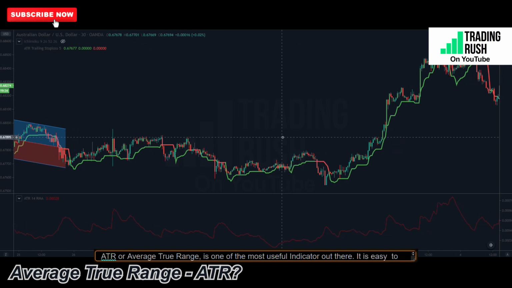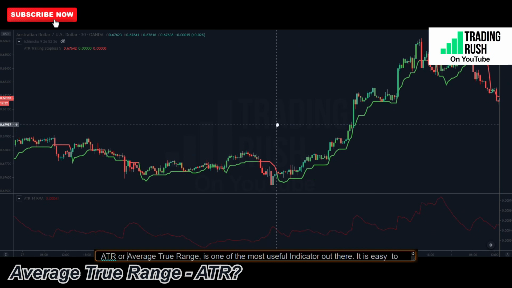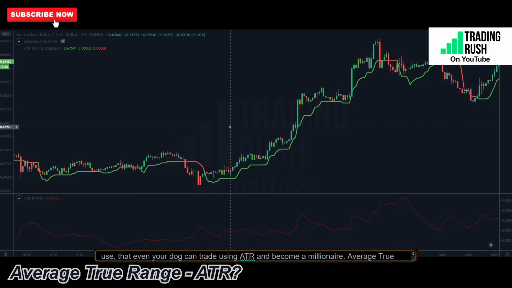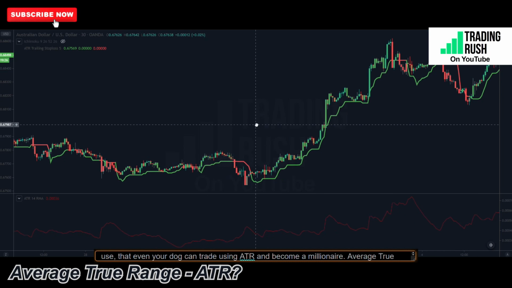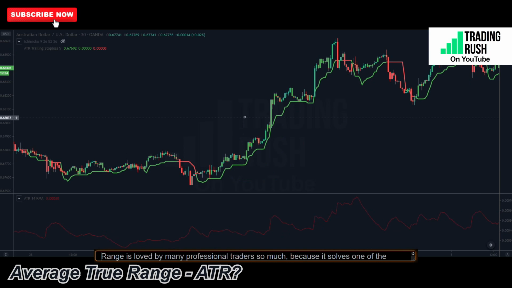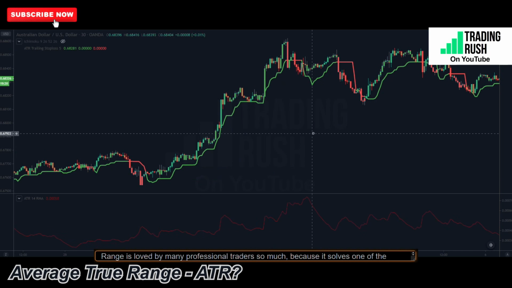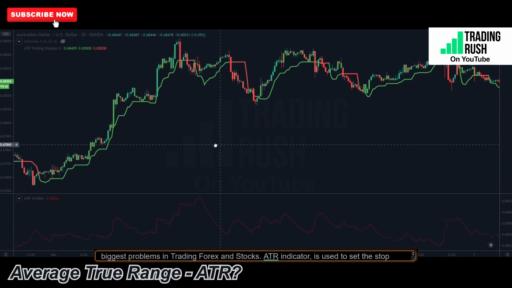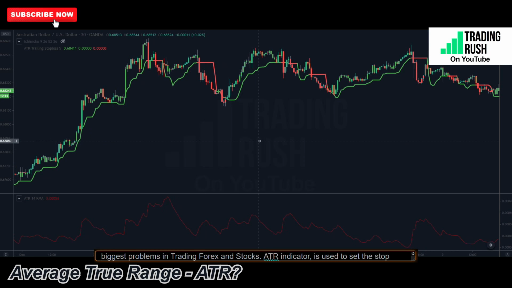ATR, or average true range, is one of the most useful indicators out there. It is so easy to use that even your dog can trade using ATR and become a millionaire. Average true range is loved by many professional traders because it solves one of the biggest problems in trading Forex and stocks. The ATR indicator is used to set the stop loss properly, something that many new traders struggle with.